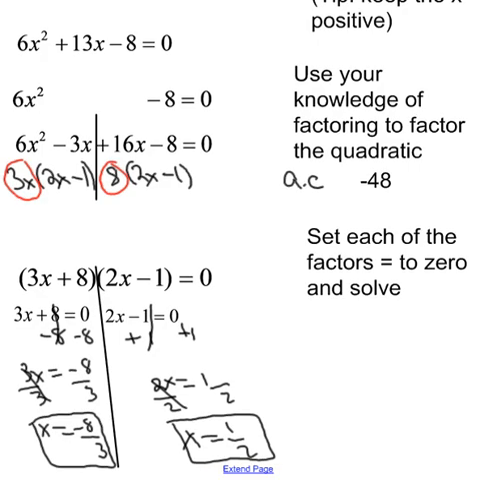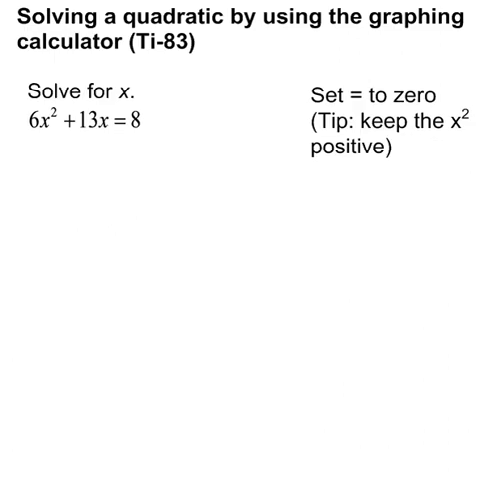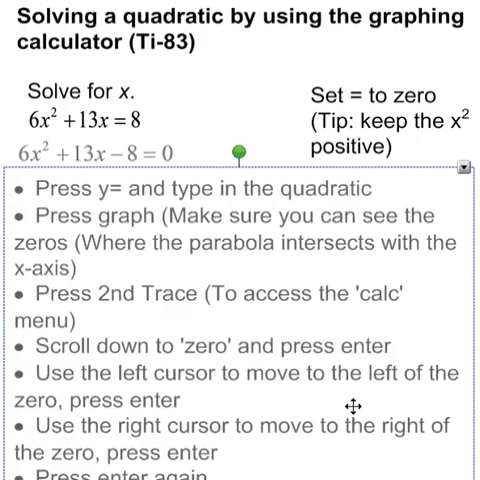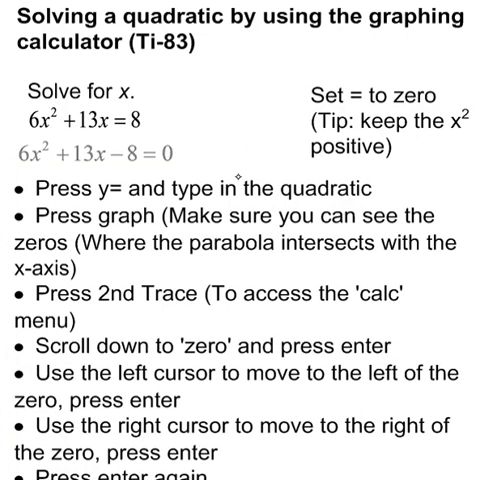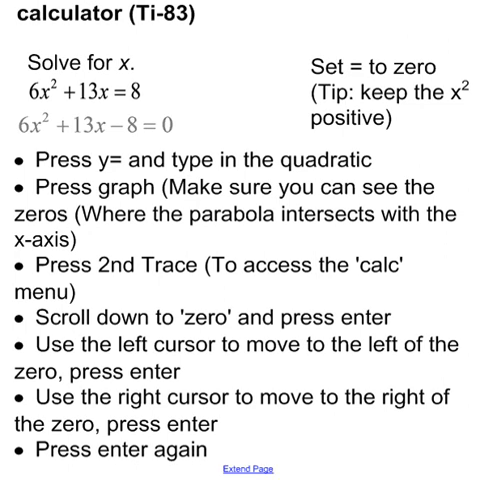Okay, last one. Solving a quadratic by using the graphing calculator. I'm going to use a TI-83 here. So what you want to do is, first, you want to set the quadratic equation equal to 0. Okay, so there it is. I set it equal to 0 by moving the 8 to the other side. So now, let me put up the steps on the graphing calculator. Here they are. These are the steps I'm going to follow.